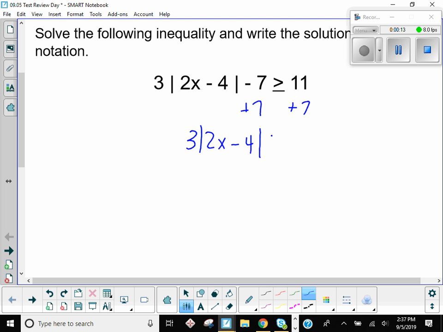How many of you distributed the 3 next? Nobody, right? What did you tell your partners yesterday? Don't distribute with absolute value, right? So resist. It's not a distributive property. What should you do instead? Divide by 3. You're isolating the absolute value. You're getting it all by itself. So that gets you here.